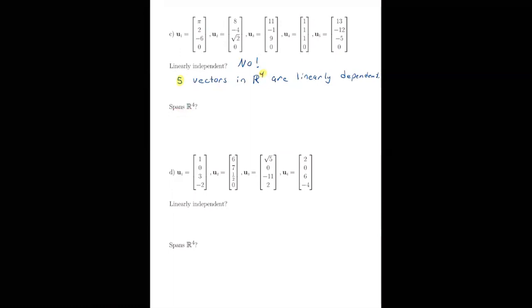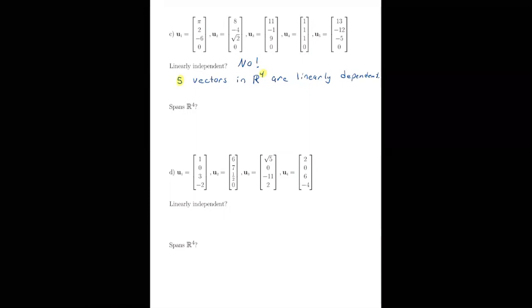Now for span, this one's a little bit tricky. We have 5 vectors in R4. So 5 vectors in R4 may or may not span. We do have to check. Certainly if we had fewer vectors than 4, we could say they don't. But in this case, we have 5.